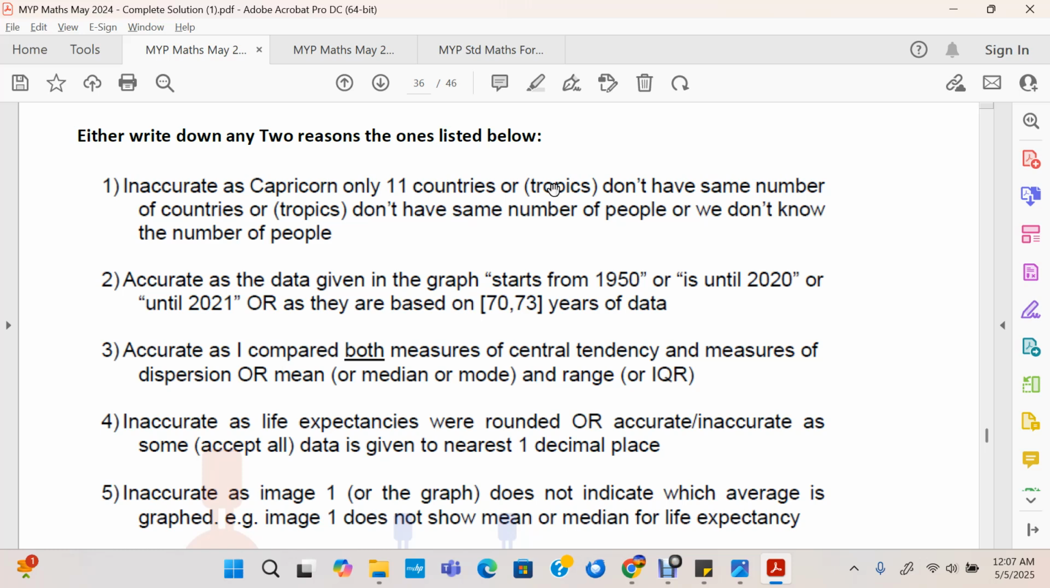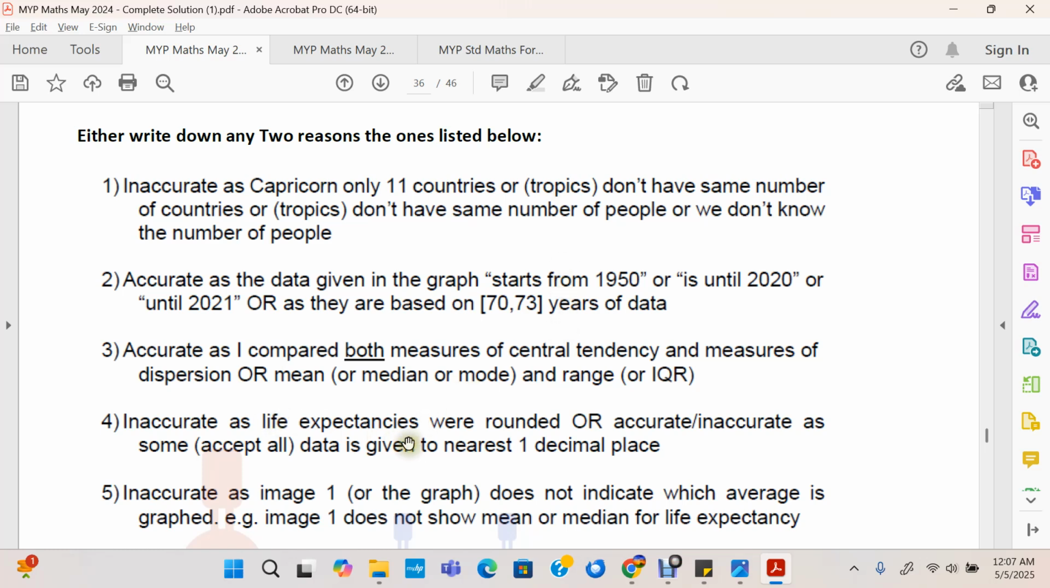Or let's say even if you had the same number of countries, the number of people in those countries are not the same. So how can you compare a country like USA with a country like Iceland? USA, one of the most populated countries in the world, one of the biggest countries in the world, and then Iceland, which does not even have a comparable population. How can you compare their data?